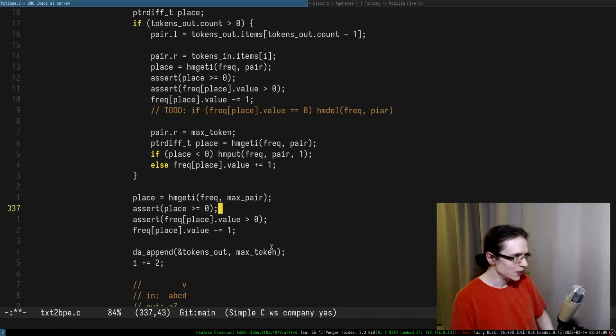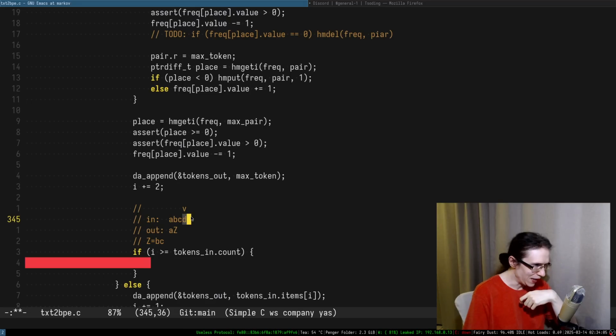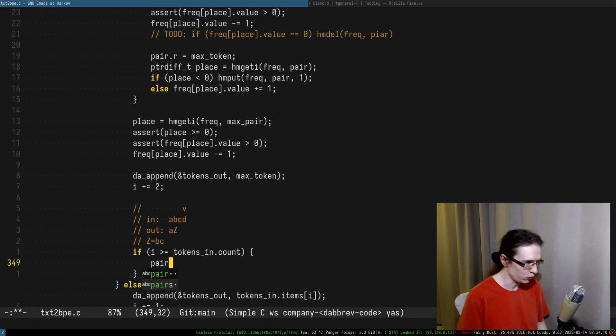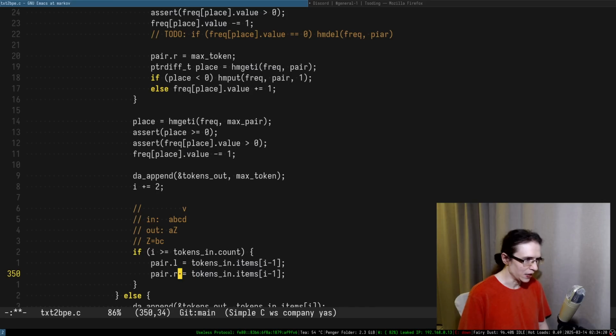So anyways, all right, we have this kind of thing. So we're looking at that stuff. And we know for sure that we have the pair in the future. So what kind of pair do we have in here? The left one is tokens in items i-1, right? So this is this one. And the right one is going to be the current one.